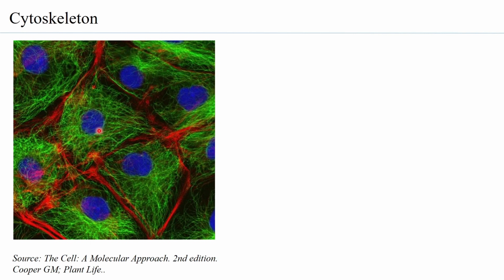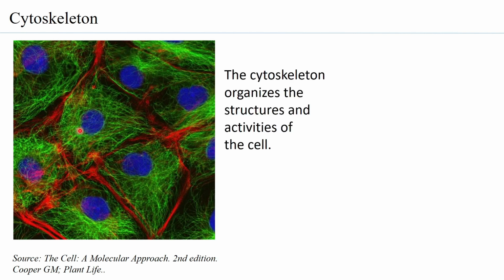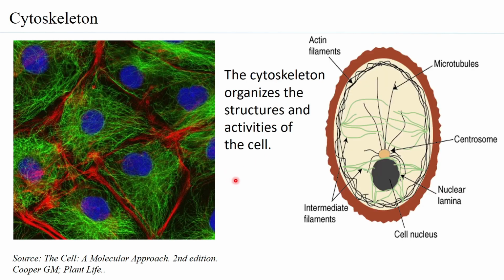In fact, even the nucleus is positioned in a particular area, in a particular structure, thanks to the cytoskeleton itself. So therefore, we can say that the cytoskeleton organizes the structures and the activities of the cell at the same time. Having understood that a cell has all three cytoskeletal components, let us look at which are the three principal components of the cytoskeleton.